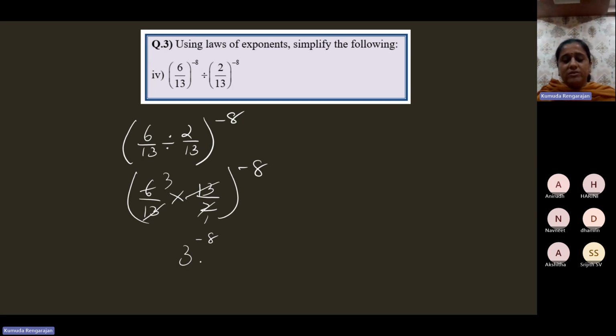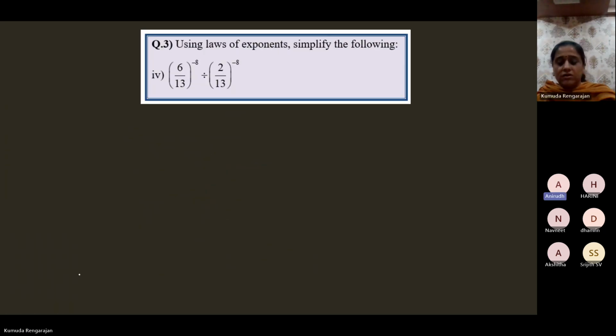If you want to write it with a positive exponent, it is 1 by 3 to the power 8. Correct. Reciprocal of the base, negative of the power. Write down. Now finished, ma'am.